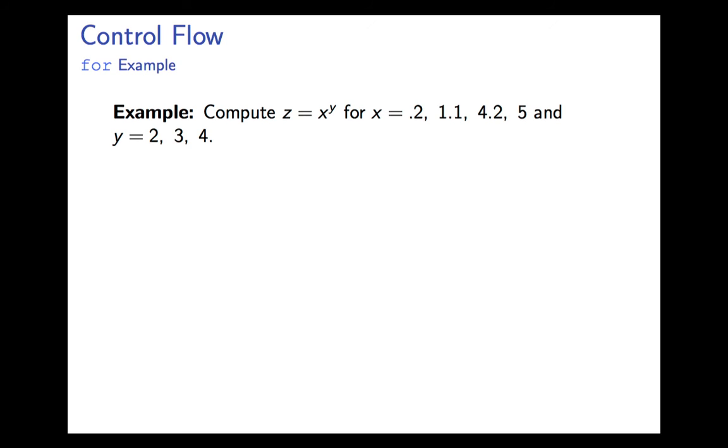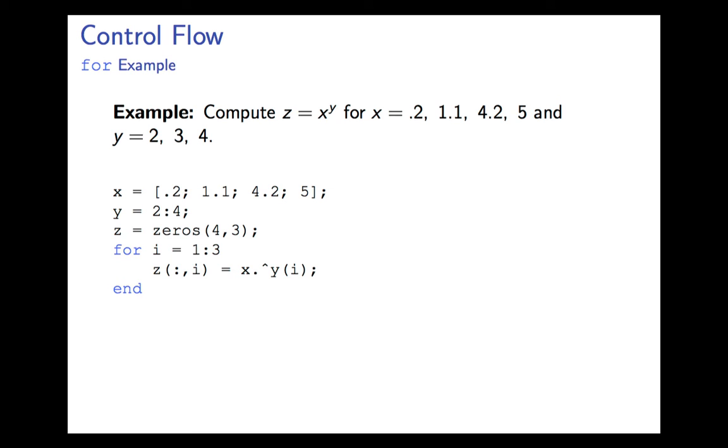So here's an example. We want to compute z equals x to the y for x equals 0.2, 1.1, 4.2, and 5, and y equals 2, 3, and 4. Here's the code to do this. We have x representing the vector of the values. We have y, another vector of the values, and then z is 4 by 3, 4 for each value in x, 3 for each value in y.